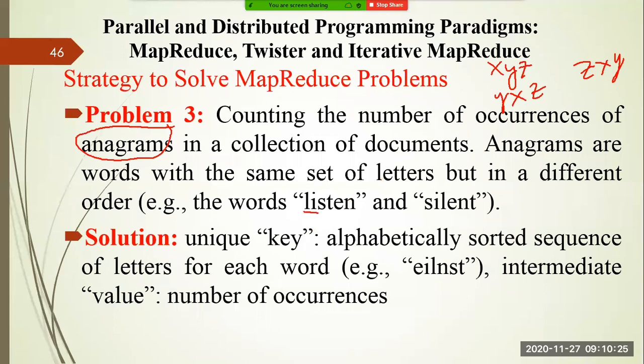If you see the English words listen and silent, you check: L is repeated one time, I is repeated one time, S is repeated one time, T is repeated one time, E is repeated one time, and N is repeated one time. So these two words are called anagrams.